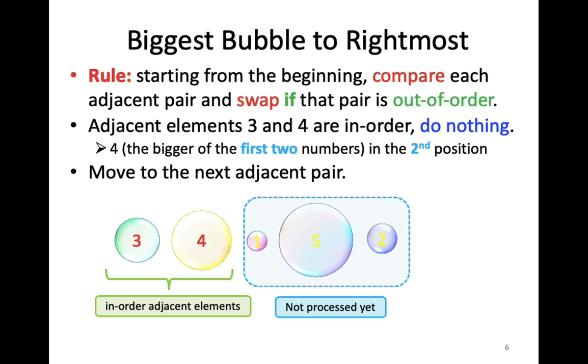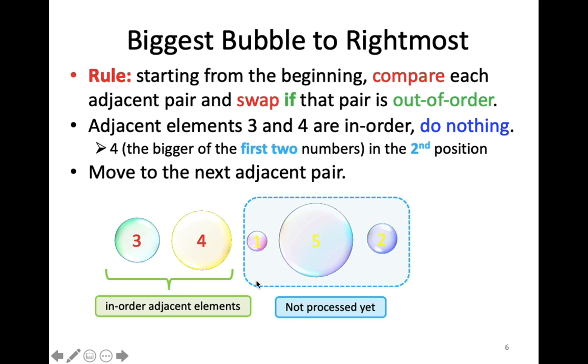For example, elements 3 and 4 are adjacent. Since they are in order, do nothing. Observe that we have examined two elements, 3 and 4, in the array so far, and 4 is the bigger one and it resides on the second position after being processed. Note that the remaining 3 elements are not processed. We put them in a dashed line box.